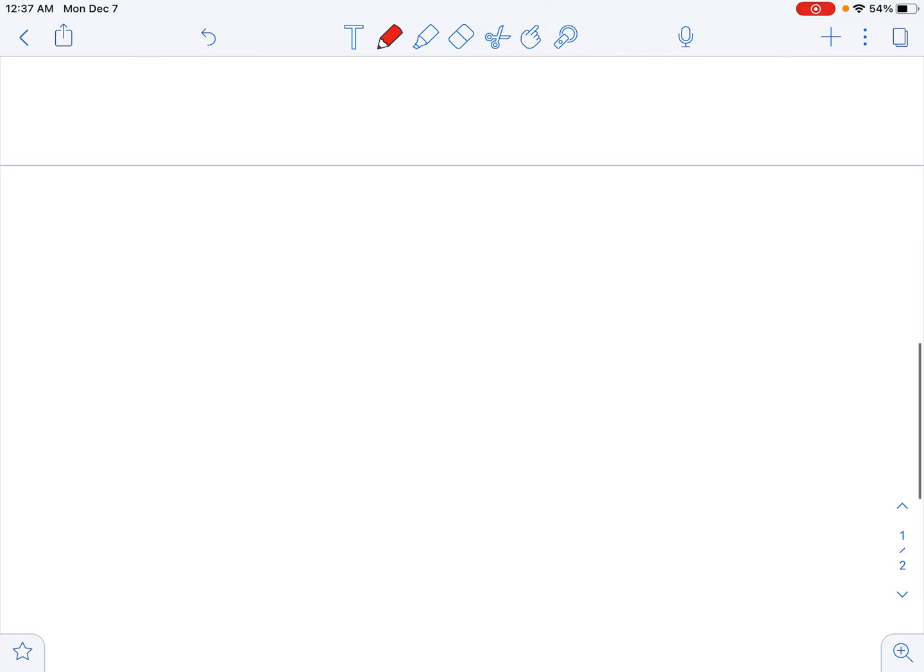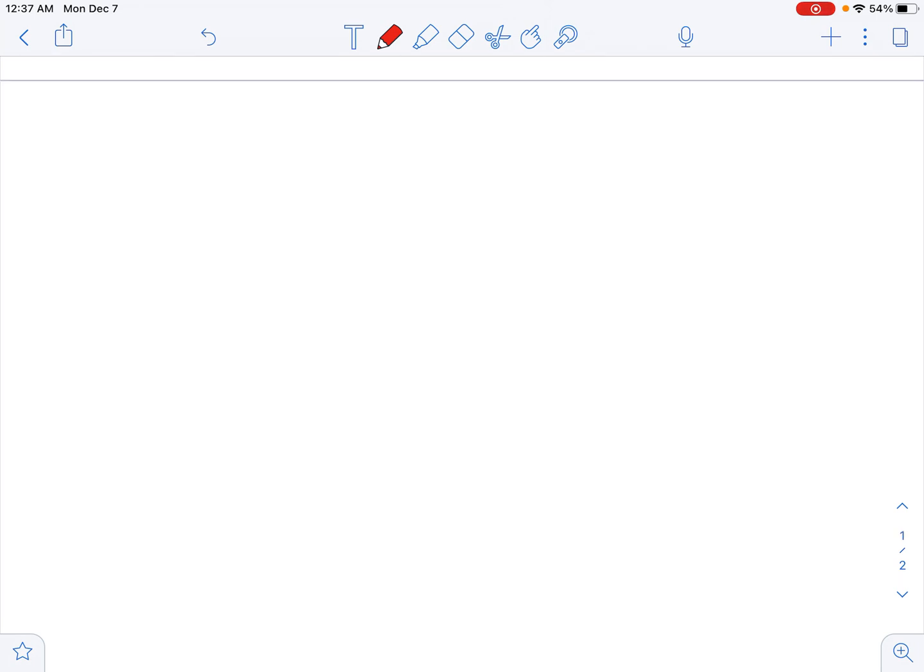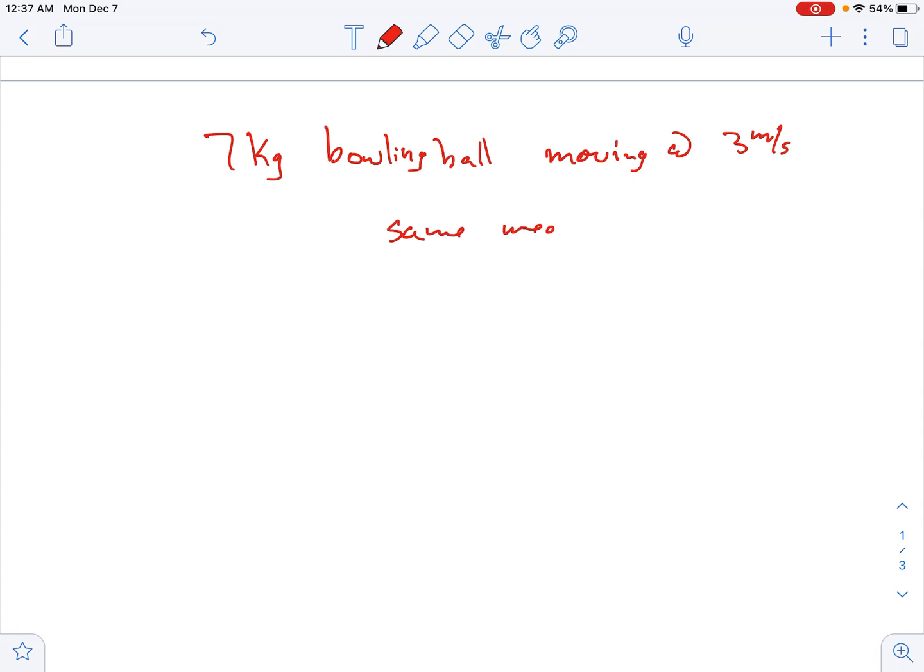Let me give you an example of this. If I have a 7 kilogram bowling ball moving at 3 meters per second, that's going to have the same momentum as a 0.5 kilogram baseball moving at 42 meters per second.